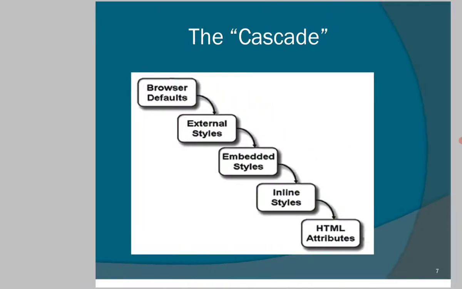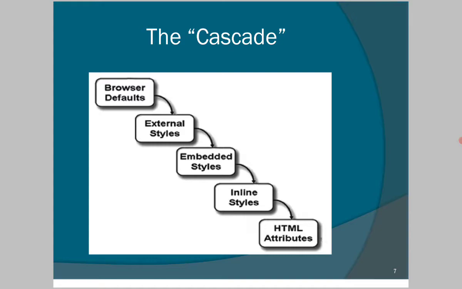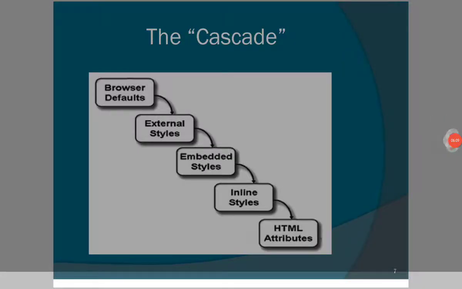Next, what does cascade mean? This is the default working of the style sheets. In individual HTML tags we may write inline styles. Generally, inline styles are embedded in HTML files. Browser defaults come first, then external style sheets. After that, embedded styles are used. After that, inline styles are used. After that, we may use individual HTML tags.